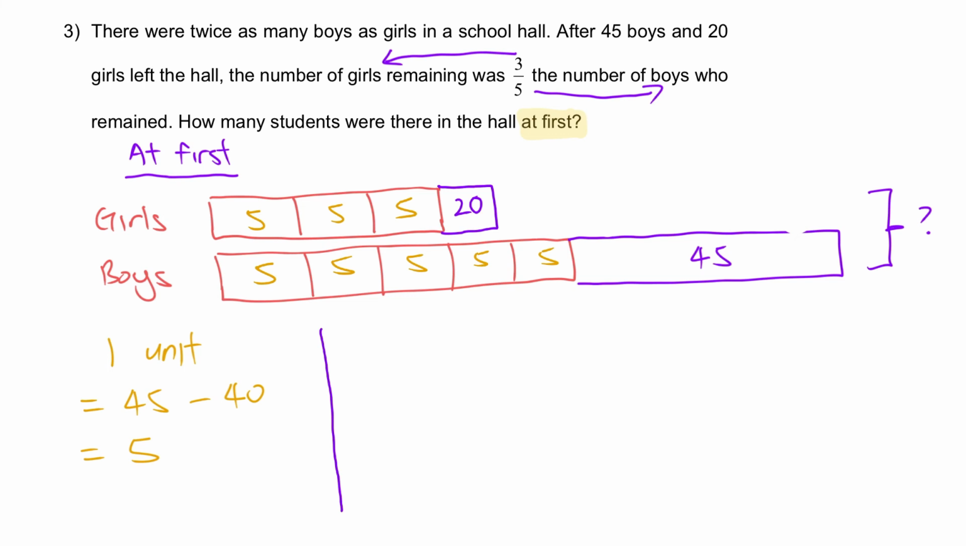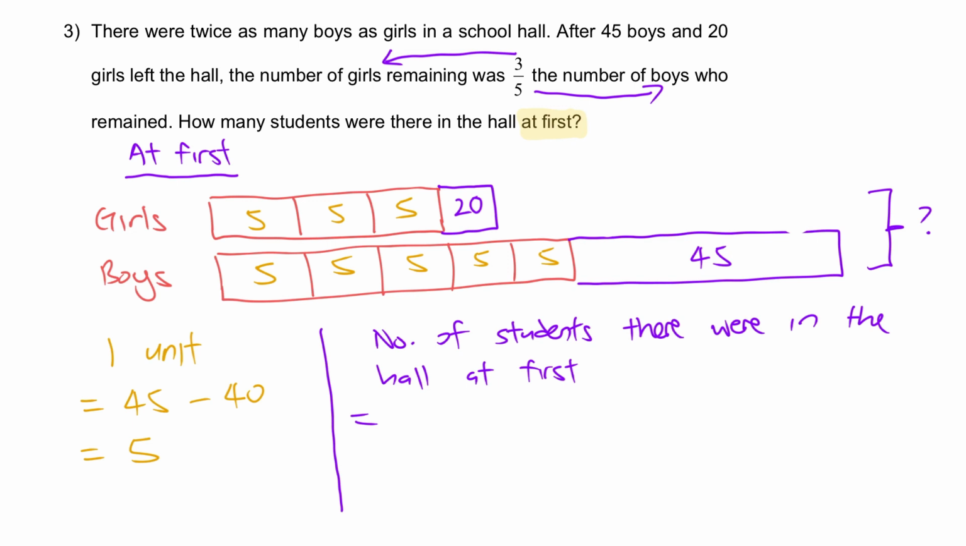How many students were there in the hall at first? Well, just add everything up. The number of students there were in the hall at first is how many units? 1, 2, 3, 4, 5, 6, 7, 8. 8 times 5 plus 20 plus the 45 here. 20 and 45. And that will give you 105, which is the answer.